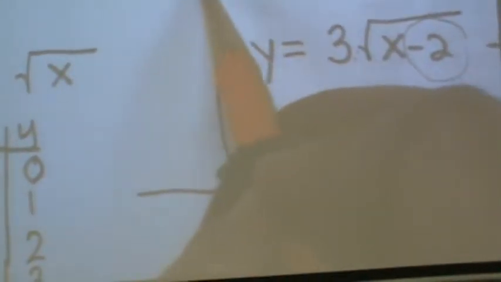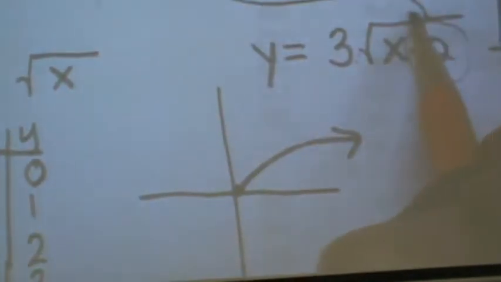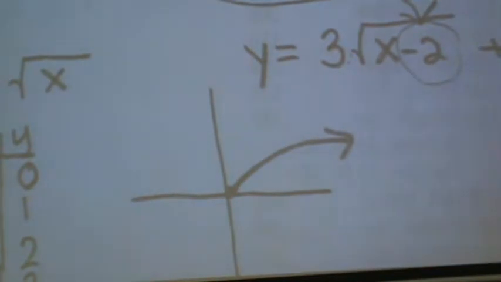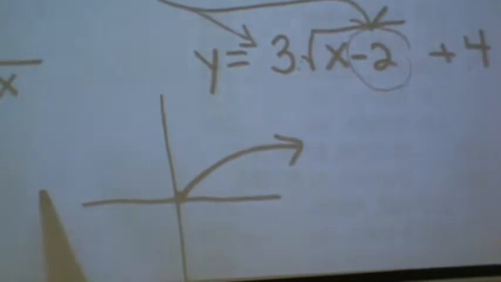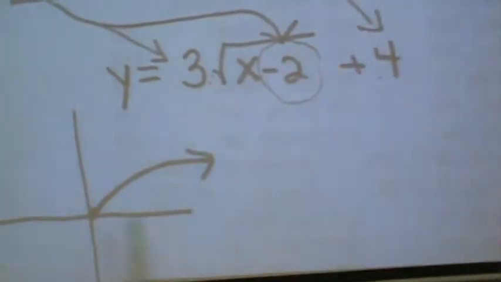Well, guess what this is going to do? This number under here is just like the number under the radical. So if you had a -2 here, it would shift your graph 2 units right. This number A is this right here. That's your vertical stretch or compression. And this is your up and down. Easy?